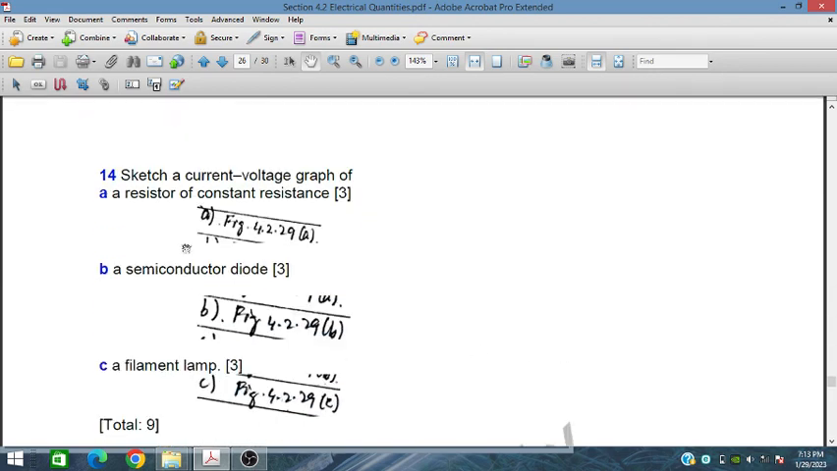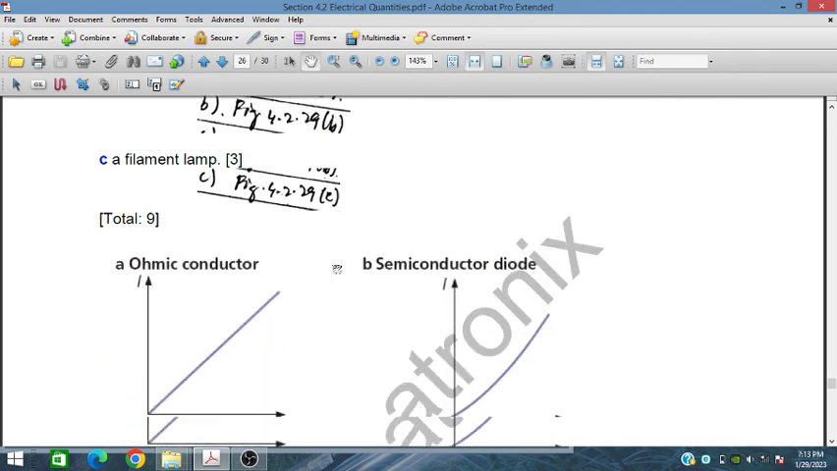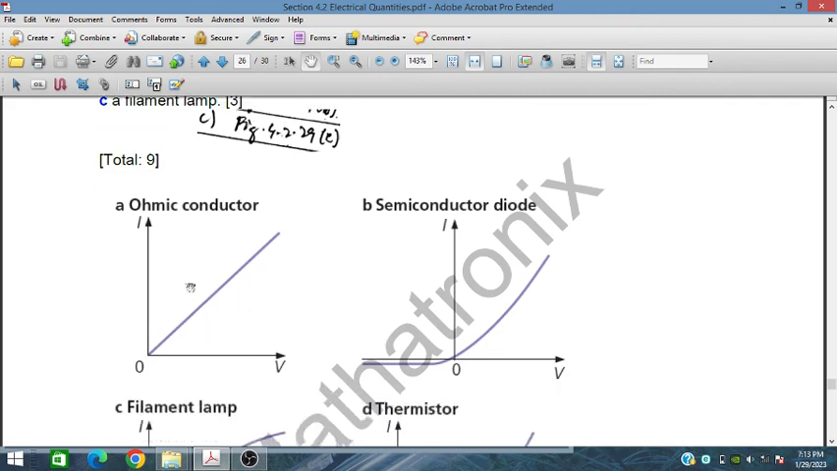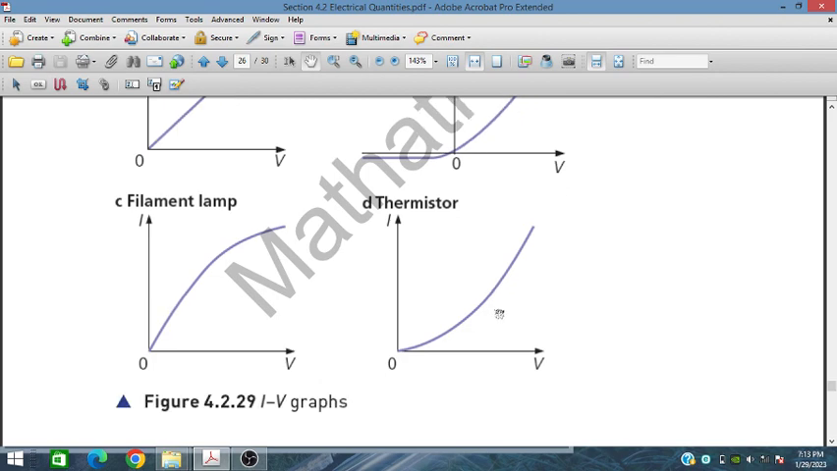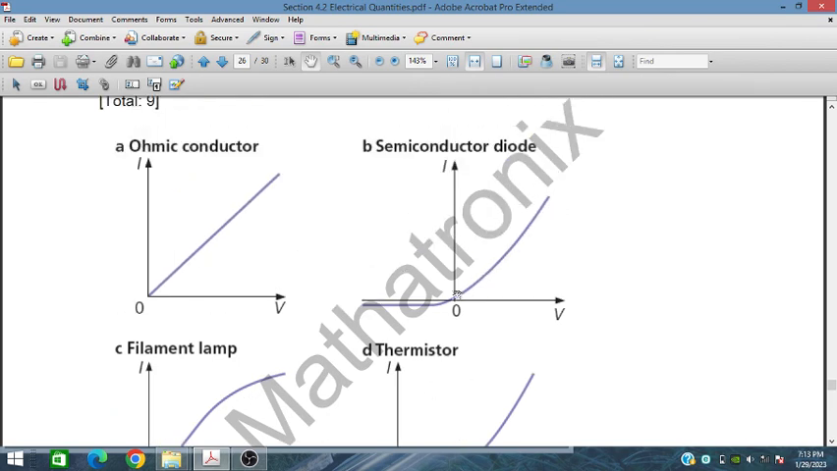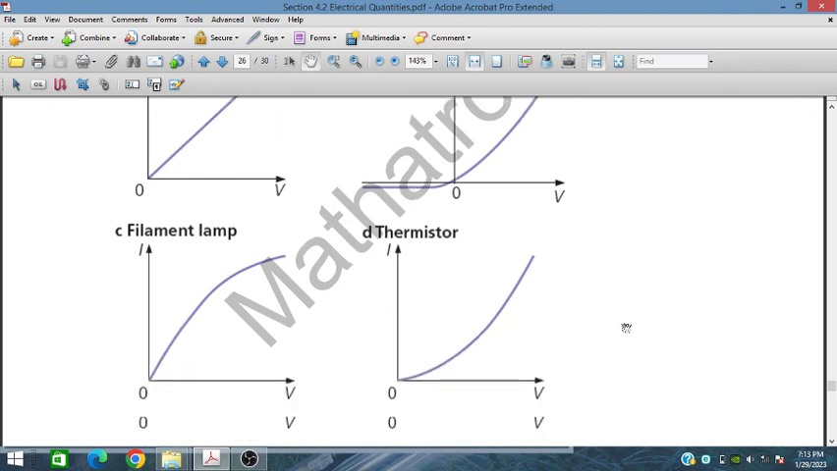Sketch the current and voltage graph of a resistor of constant resistance. This is already shown in figures like this. This is ohmic resistance, this is semiconductor diode, this is filament lamp, this is thermistor. The filament lamp, when it gets hotter, gives a non-linear relationship. This is a semiconductor diode, and this always conducts in one direction. In the other direction, it isolates. It does not allow conduction. Only thermistors have this kind of behavior.